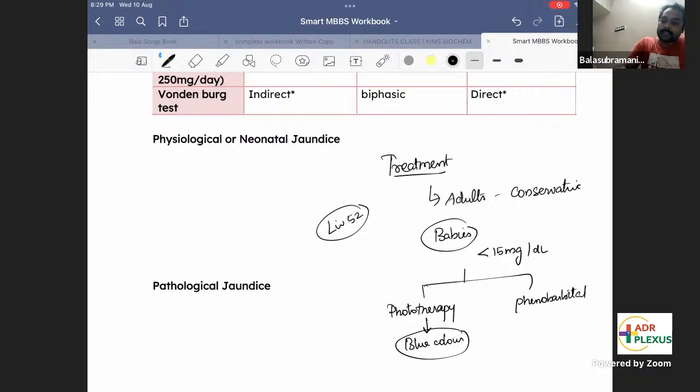The other option is phenobarbital or barbiturates. I told you that it induces the heme synthesis, so that basically the heme will be formed and then the heme will go and inhibit the further heme synthesis. That's the idea there. So there are two options. You can either do phototherapy or you can do treatment with phenobarbital. Okay, so that is basically the treatment for jaundice.